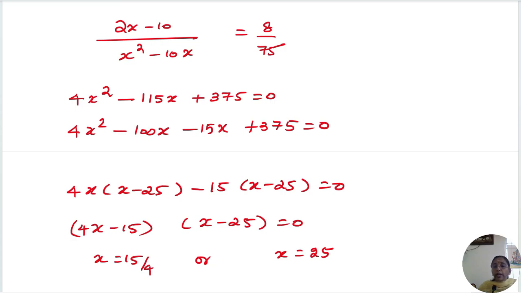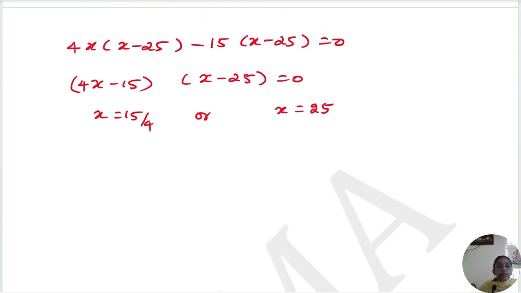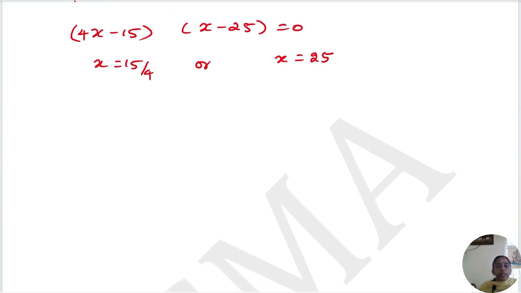So you have to identify the suitable value of x. If we take x is equal to 15 by 4, then x minus 10 would be less than 0. But this condition will not be satisfied if I take x is equal to 15 by 4. So the suitable value is x is equal to 25.